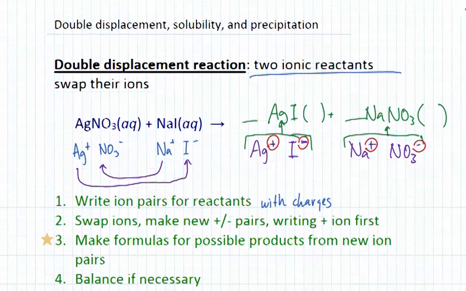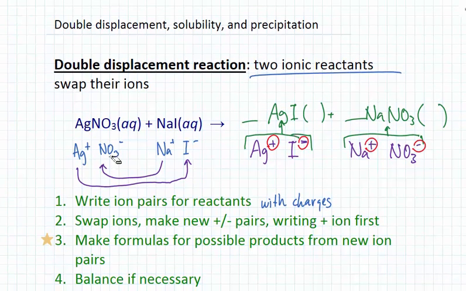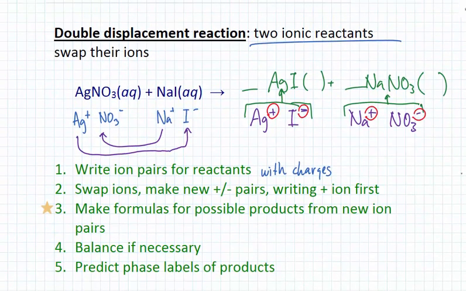Balance if necessary. This one is pretty easy. Silver, we can count nitrate as a group. Sodium, iodide, it's already balanced. But then the new part here is to predict phase labels of those products. Because in order for this reaction to actually be observable, there has to be some sort of change in phase label. Because look at silver nitrate and sodium iodide. They're both aqueous, which means they're both dissolved in water. They'll pretty much just look like water.